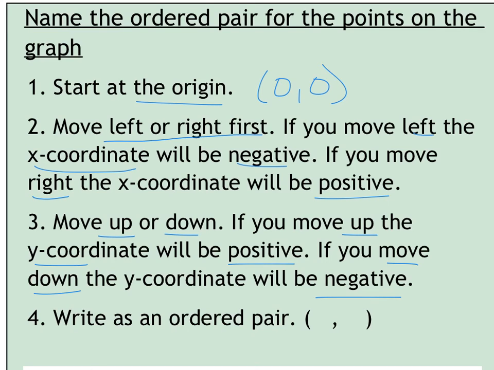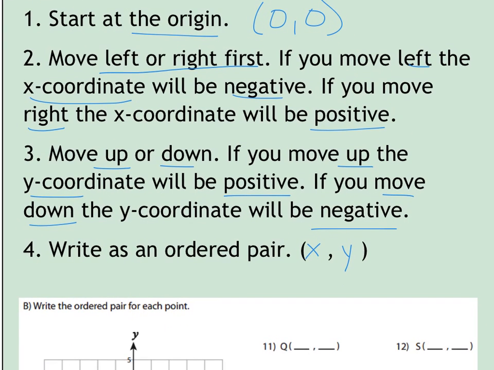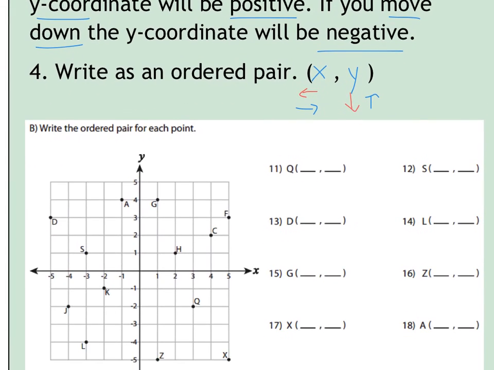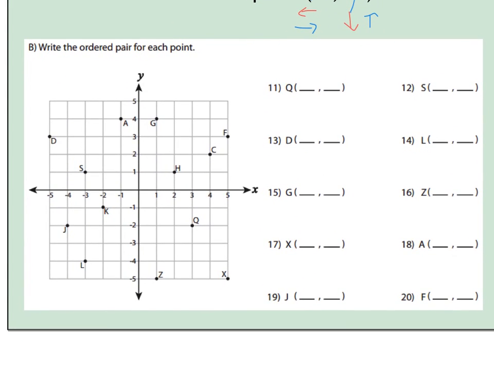Then using those numbers of what we moved left and right, so for x and for y, we write our ordered pair. Depending if I moved left, it'd be negative. And if I moved right, it'd be positive. Had I moved down, it'd be negative. And had I moved up, it'd be positive. So again, maybe watch a couple and then try on your own.